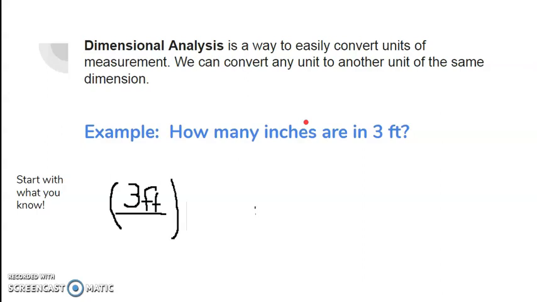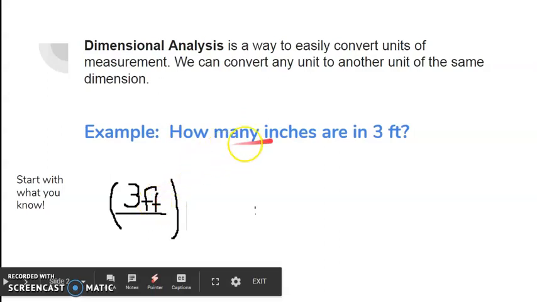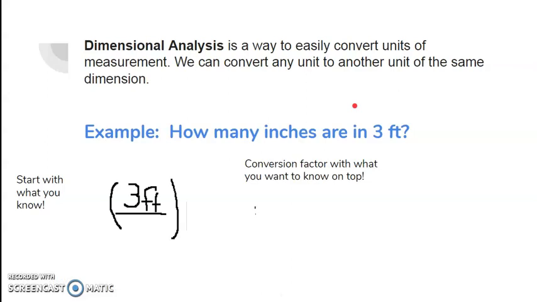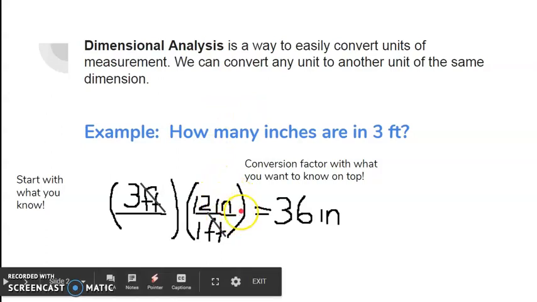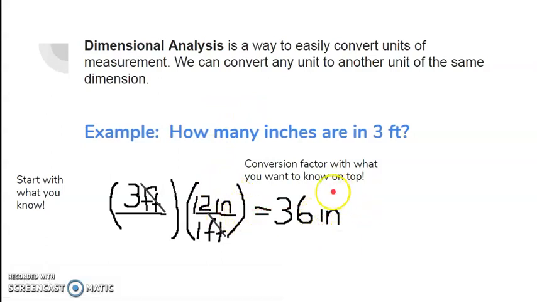All right, and depending on what you start with is how you actually set it up. So in this case, we're going to put it so that what you are looking for is going to be on the top. So we're looking for inches. So we're going to set it up so that we have 12 inches over 1 foot. All right, and this way, when we do our math, we can see it equals 36 inches, which is hopefully what you were looking for. And you'll note that the feet are diagonal from each other. So those units cross out, and we're left with inches. And that's then the unit of our answer.